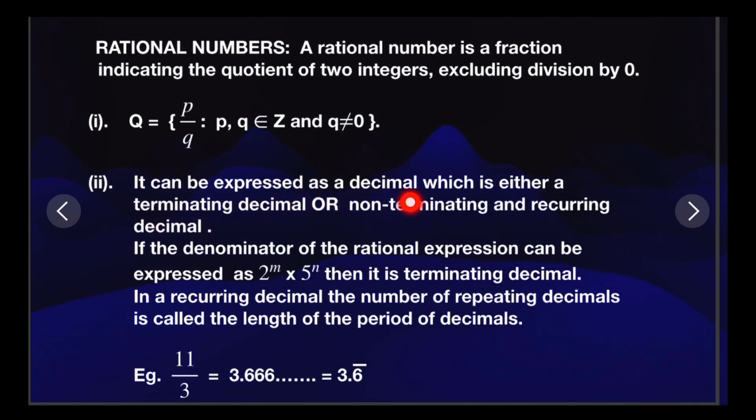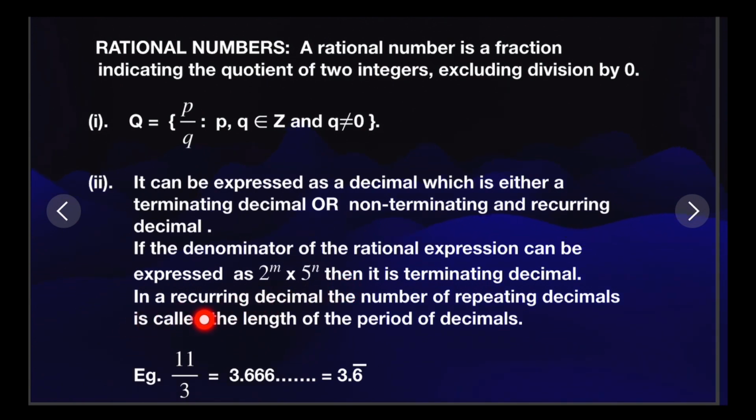It can be expressed as a decimal, which is either terminating decimal or non-terminating and recurring decimal. So this rational number, this fraction P upon Q, we can convert it into a decimal form. That decimal form can terminate or it may not terminate and it will be a recurring decimal. If the denominator of a rational expression can be expressed as 2 raised to m multiplied by 5 raised to n, then it is a terminating decimal. What does this mean? The factors of the denominator, if you factorize it, should be 2 or 5 or both. If any other number is there as a factor, then it will not terminate.